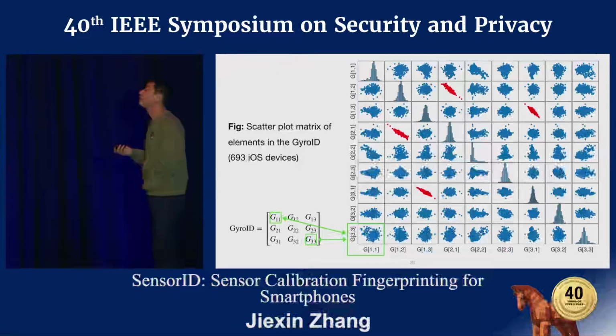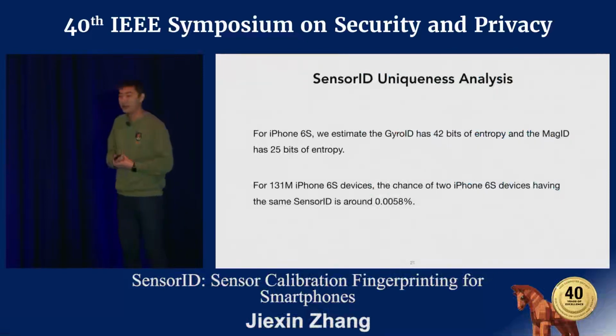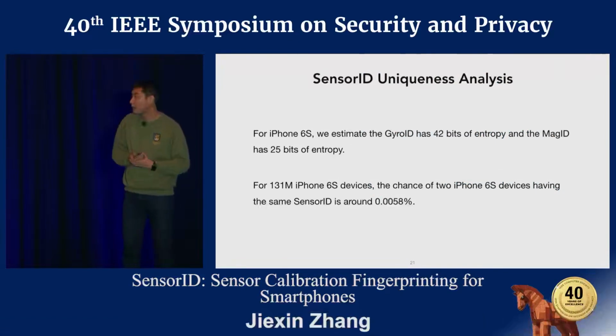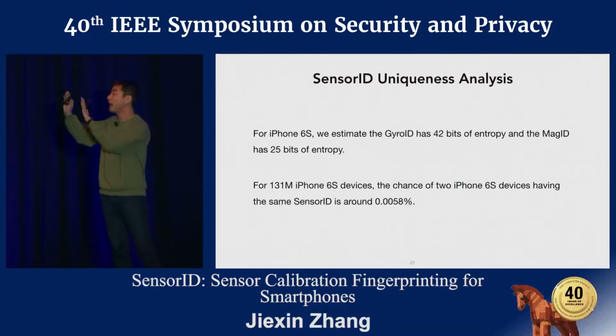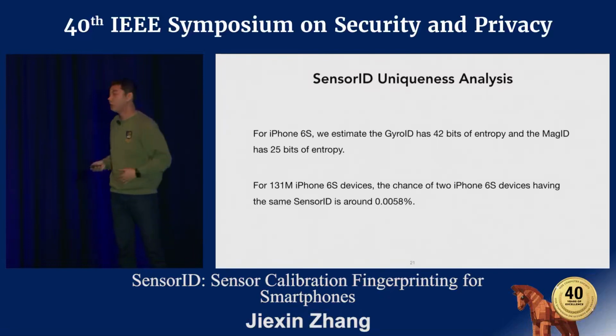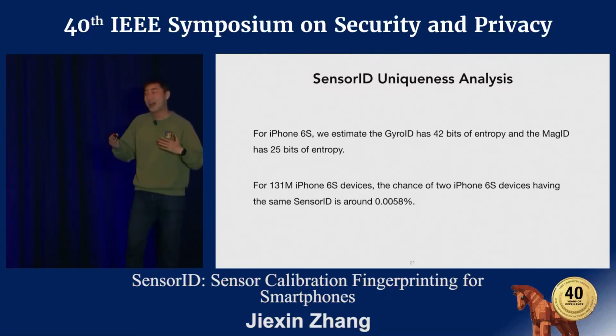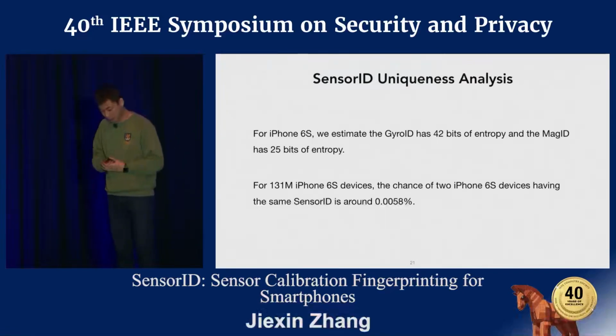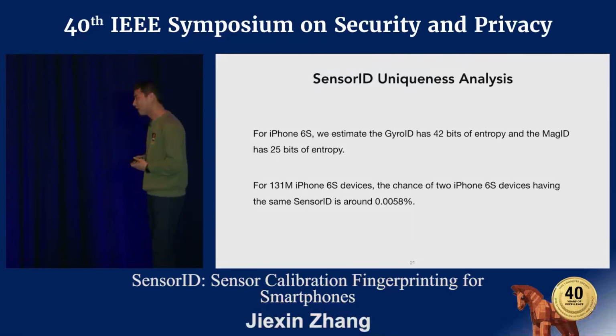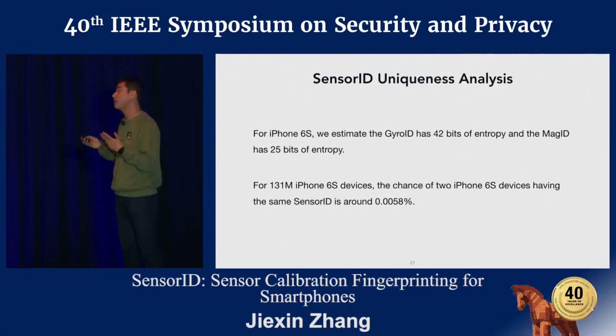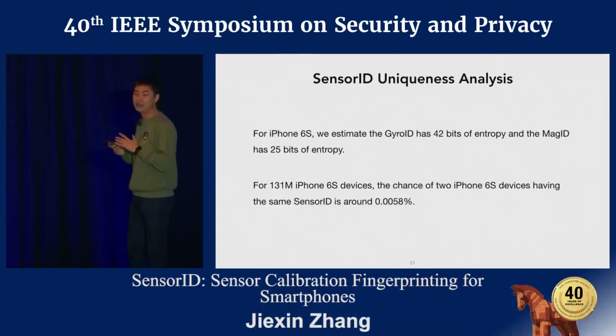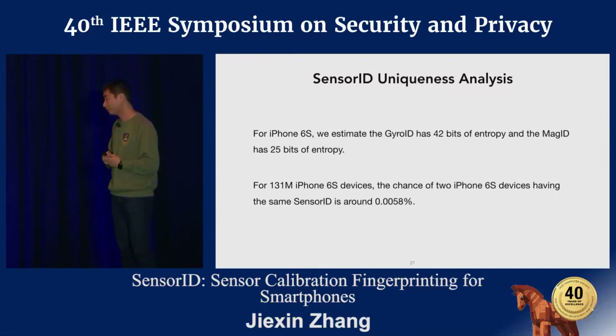As a result, we estimate that the gyro ID itself has around 42 bits of entropy, and the Mac ID has around 25 bits of entropy. But this is for the iPhone 6s model, because this is the most popular device model in our data set. So what does this entropy mean? It basically means that the chance of two iPhone 6s devices sharing the same fingerprint is pretty low, indicating that this is a globally unique fingerprint.